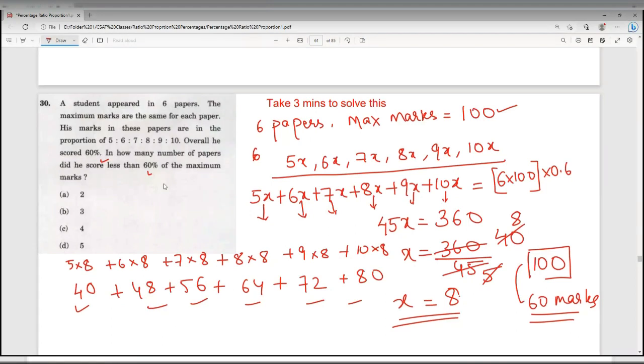Less than 60 he has scored in this 1, 2, and 3. Total 3 papers he has scored less than 60, and in 3 papers he has scored more than 60. So the correct answer is option B.